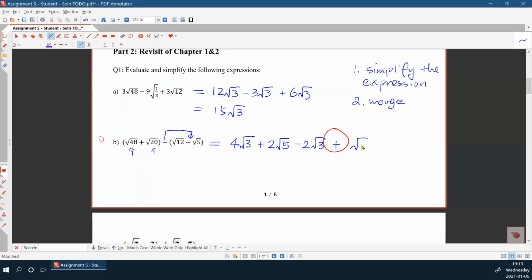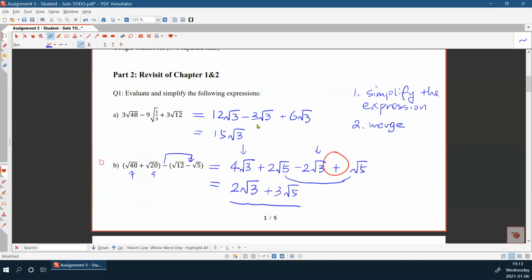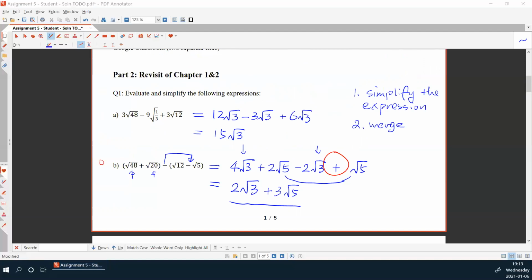Always pay attention to the sign here. Okay, we can do nothing about square root 5, so just leave it there. And then the second step is to merge. Okay, we can merge these two to 2 times square root of 3, right? And these two can be merged to 3 times square root of 5, right? So this is our final solution. Okay, any questions? Excuse me. No? Okay.